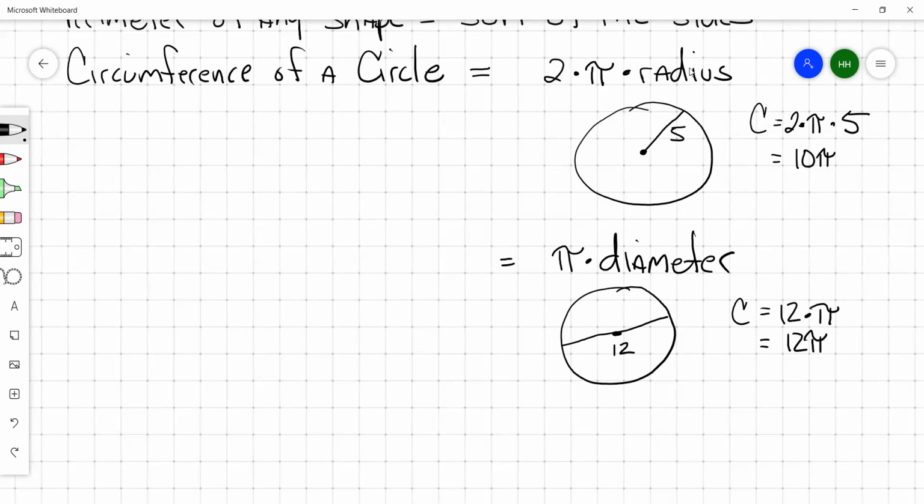Now, if you need your answer as a decimal, your calculators have a pi button. Pi button looks like this. Pi symbol and a button. All right. So in your calculator, if you push 10 times the pi button and you hit equals, it's 31.42. 12 times pi, that's 12 times the pi button on your calculator, you hit equals, that's 37.7.